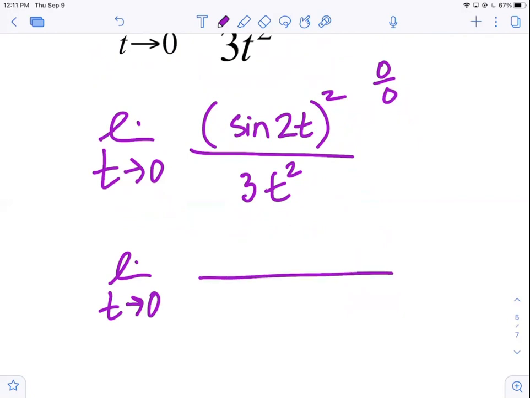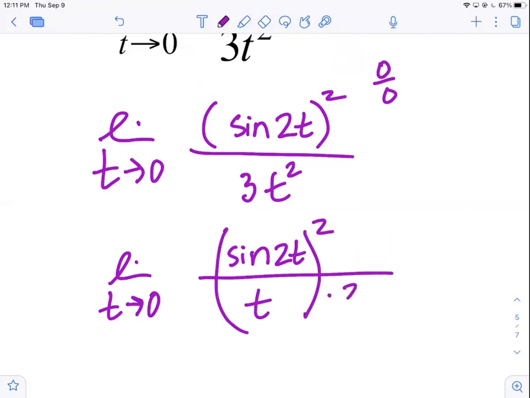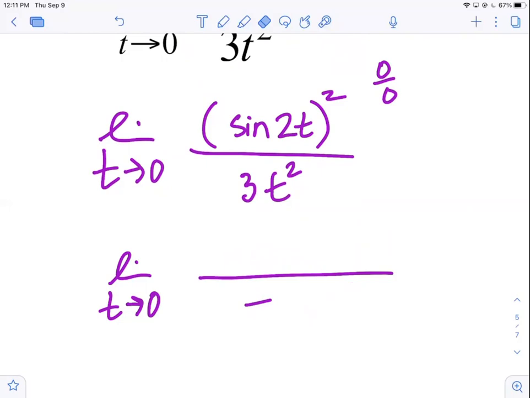This is sine of 2t over t quantity squared, okay, times 3. See what I did there? Now, let's do it differently. When in doubt, expand it out. So that's sine of 2t times sine of 2t all over 3 times t times t.